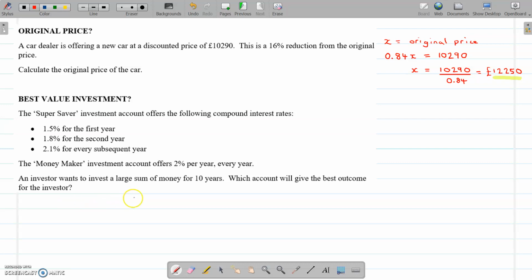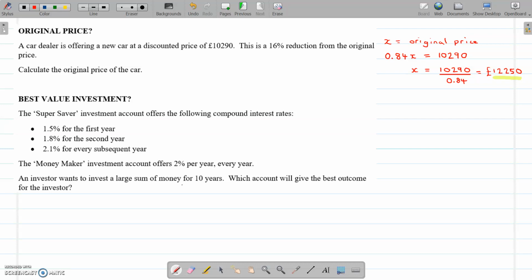The Money Maker, though, is simpler. It just simply gives you 2% per year. And you can assume these are all compound interest rates. That's pretty normal in these sorts of questions. So the investor wants to invest a large sum of money for 10 years. Which account will give the best outcome for the investor? In other words, which one will make the investor the most money?